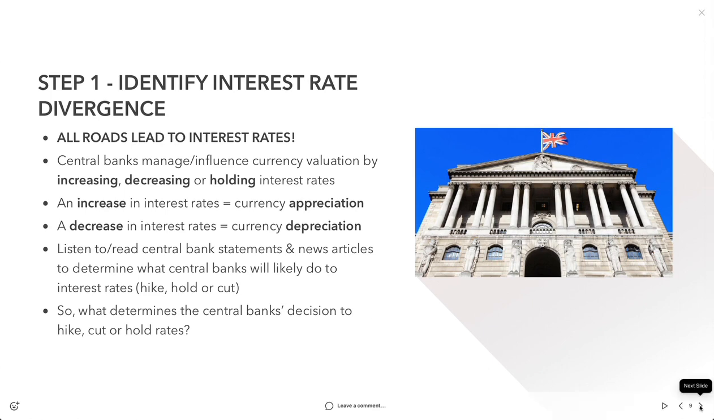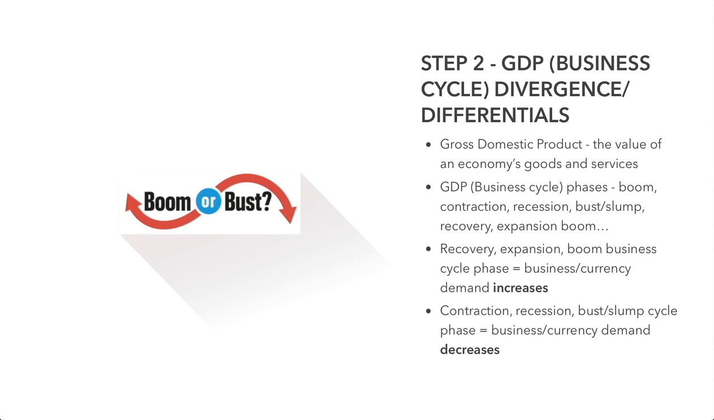So step two, yeah, is understanding the business cycle, gross domestic product business cycle. So divergences and differentials, yeah, is really important to understand. Gross domestic product is the value of an economy's goods and services, yeah? And the GDP and the business cycle can be described as having phases. So we have the boom, contraction, recession, bust, slump, recovery, expansion, and then back to boom again. And it literally goes round and round in circles. That is really the cycle, yeah?